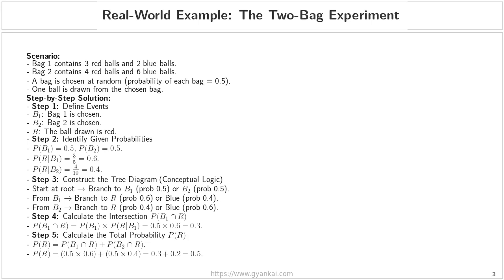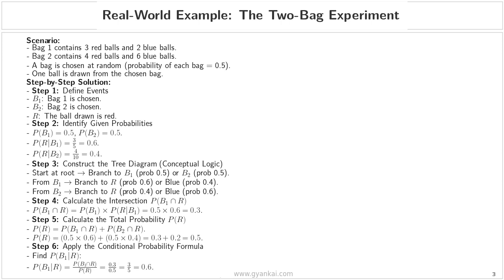In step 5, we need to find the total probability of drawing a red ball, which we call the probability of r. To get this, we must account for all paths that end in a red ball. We add the probability of getting a red ball from bag 1 to the probability of getting a red ball from bag 2. Calculating this, we take 0.3 from the first path and add it to the second path, which is 0.5 times 0.4, or 0.2. So 0.3 plus 0.2 equals a total probability of 0.5.